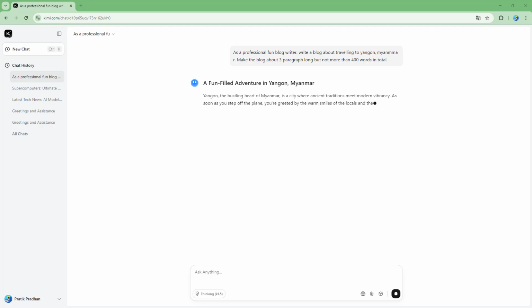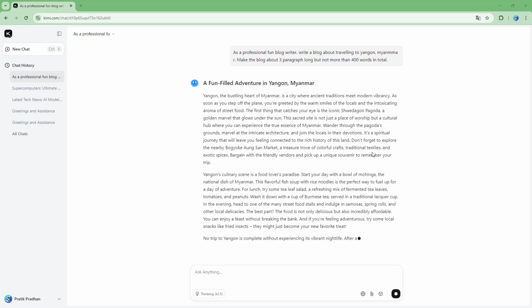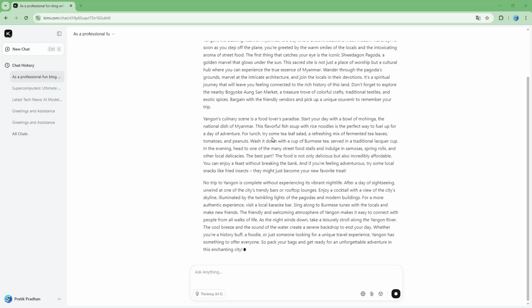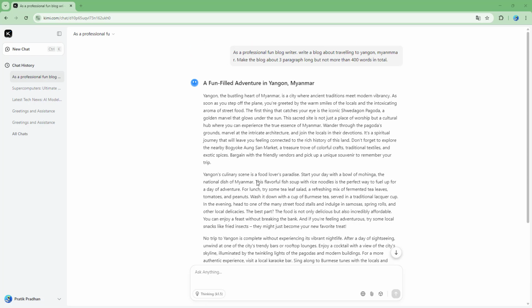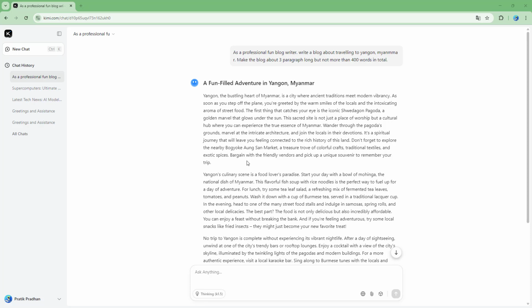and then you can see that the generation is starting to happen now. It says a fun-filled adventure in Yangon, Myanmar right here. And you can see that it is writing 3 paragraphs in total, not more than 400 words. So this is how you can give specific prompts for specific types of results inside of Kimi.